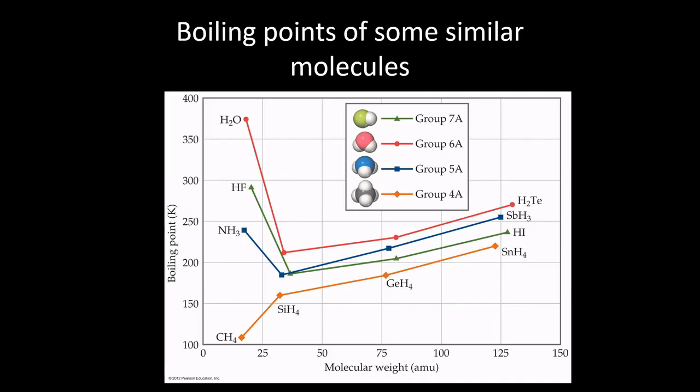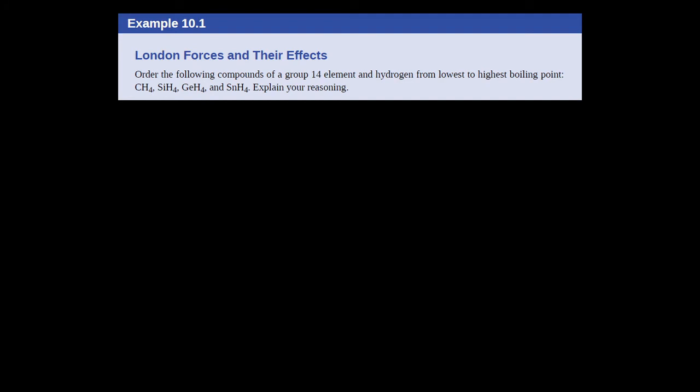Alright, so just one example here that I want to look at real quick. And actually I probably should have had this one in the last video. Oh well. So this is actually about dispersion forces. So this question asks, order the following compounds of a group 14 element and hydrogen from lowest to highest boiling point. And it wants you to explain why you ordered them the way you did. So don't go and look these up.